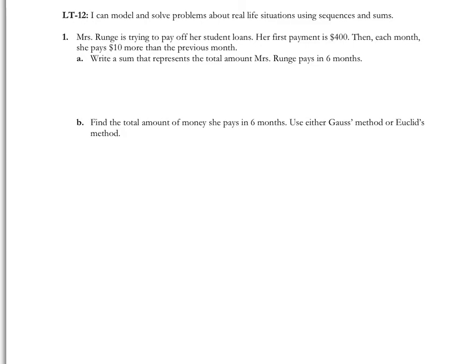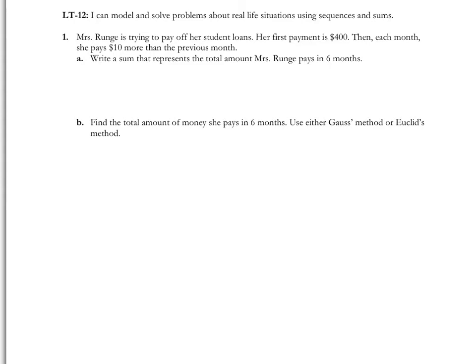Learning Target 12 says I can model and solve problems about real-life situations using sequences and sums. So in the first problem, Mrs. Runge is trying to pay off her student loans. Her first payment is $400. Then each month she pays $10 more than the previous month. The first thing that we're asked to do is to write a sum that represents the total amount that I pay over the course of 6 months.